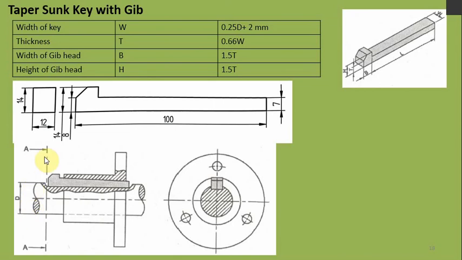So the left side view is shown here. You can see the gib head and all. So these two figures need to be drawn in your sketchbook.